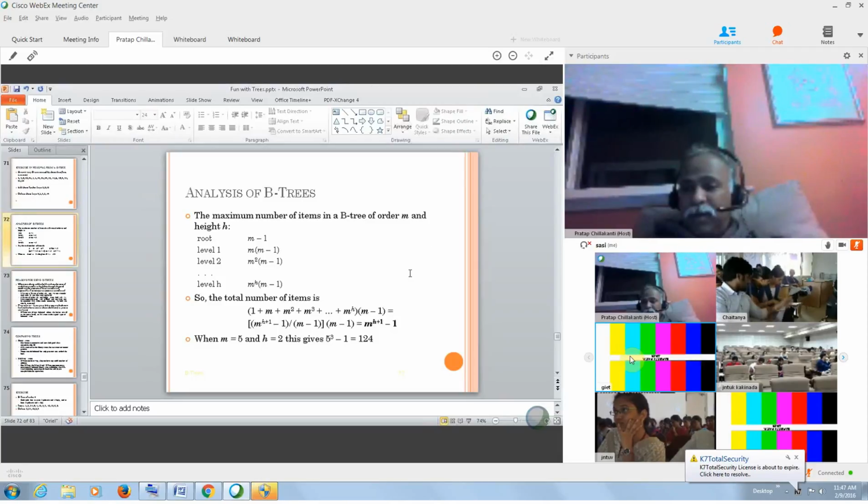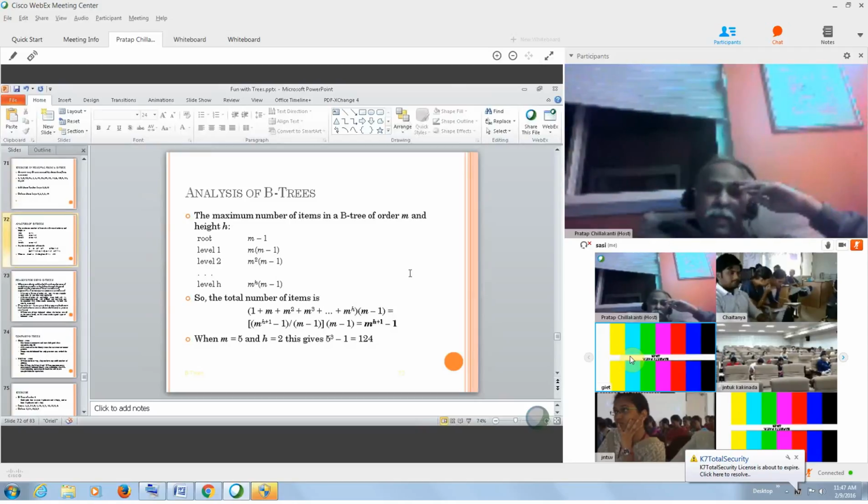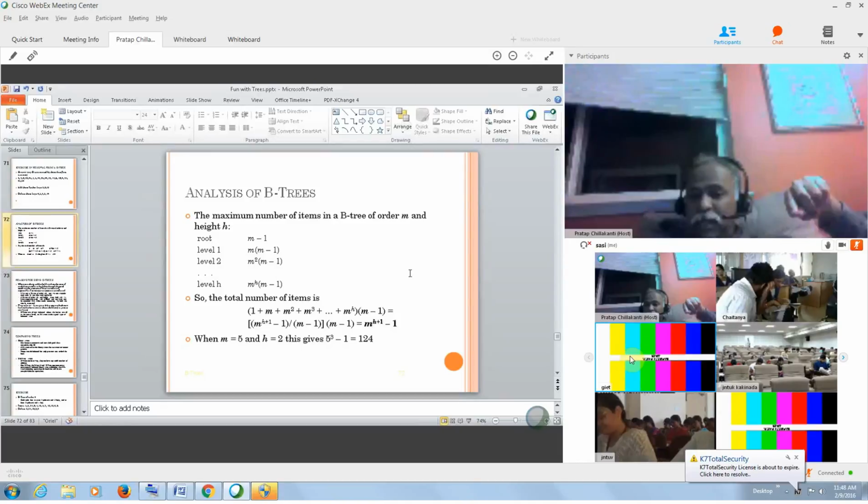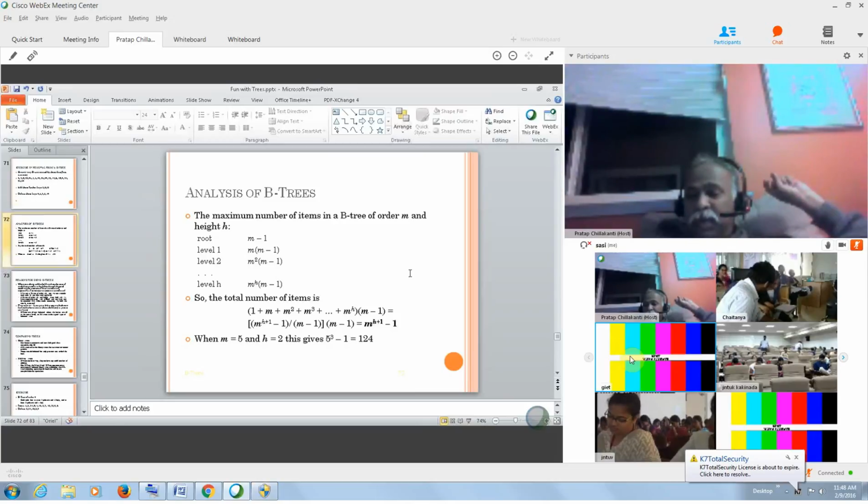Now when you do some analysis of the B trees, how do we estimate the maximum number of items in a B tree of order M and height h, right? So the root is always m-1, remember? Order M means the first level will be m-1 links. m is getting squared, m minus 1 is the constant factor. So if you do the math there, that series comes to m raised to h plus 1, minus 1.